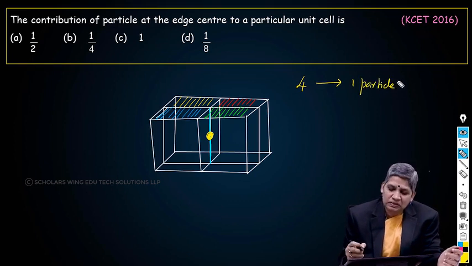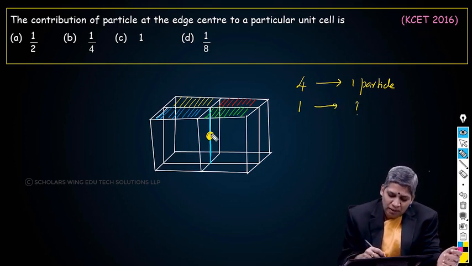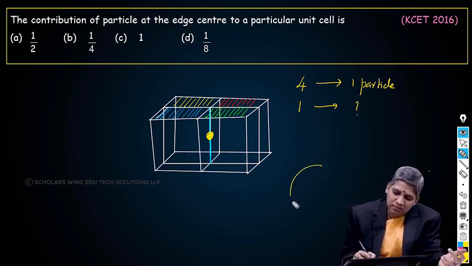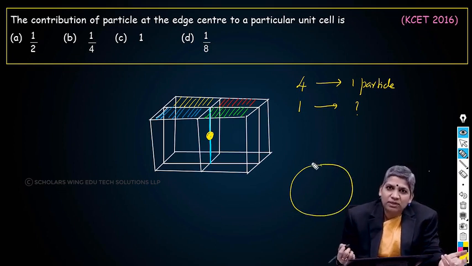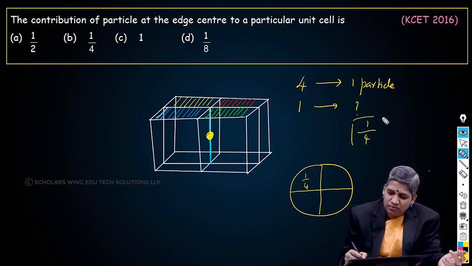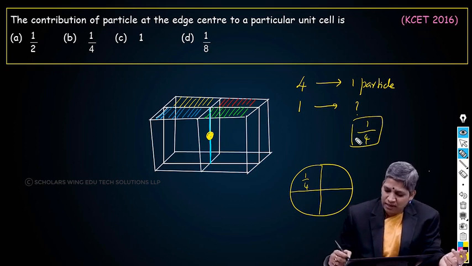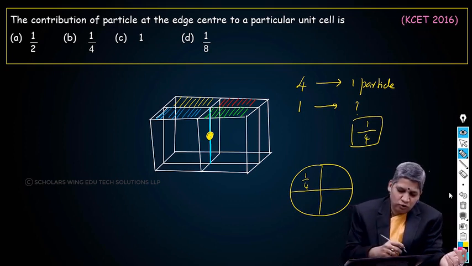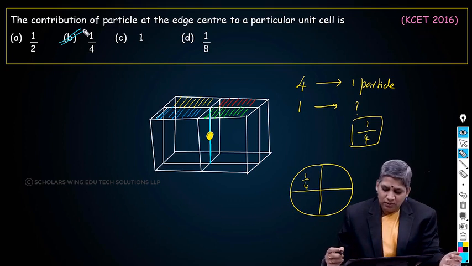right? Simple mathematics. So 1 unit cell will get how much? Are you clear? One particle is shared by 4 unit cells equally. For 1 unit cell, how much? Simple. You have one, a roti. Okay, 4 friends have to eat equally. Then 4 of them have to share. So each person gets 1 by 4. Same thing, 1 into 1 by 4. Therefore, the answer is 1 by 4. Okay. This is the right option B. Are you clear? Very good.